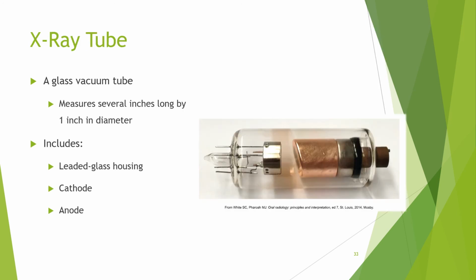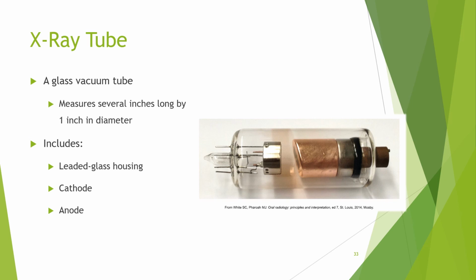All right, so now we're at the X-ray tube, and this little glass cylinder with the cathode and the anode, that is where all of the magic happens. This is where the X-rays are actually created. The entire tube is sealed inside a glass vacuum tube, and what that means is that there is no air inside that tube. It is several inches long by 1 inch in diameter.